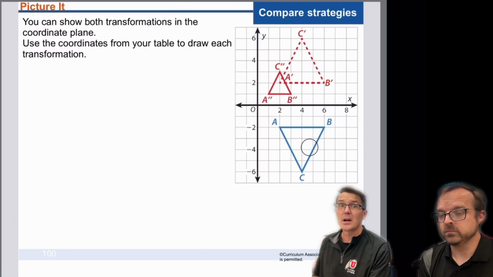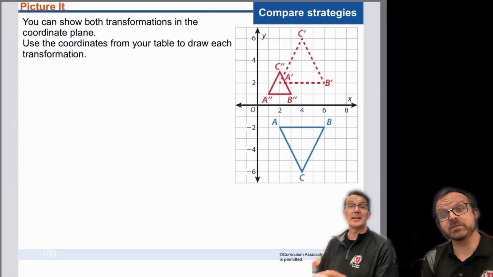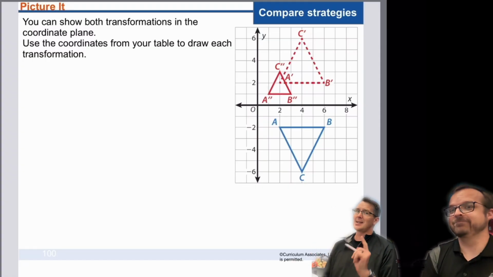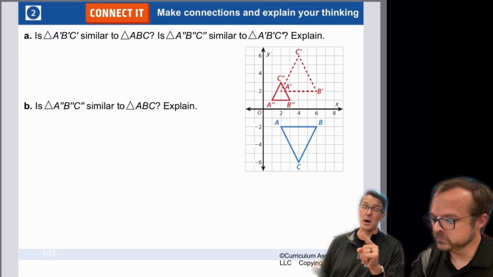That's going to be congruent because it's the same shape and size. But from here to here, is it congruent? Not anymore. Not the same size. Similar. Same shape, but it's not the same size. That's right.